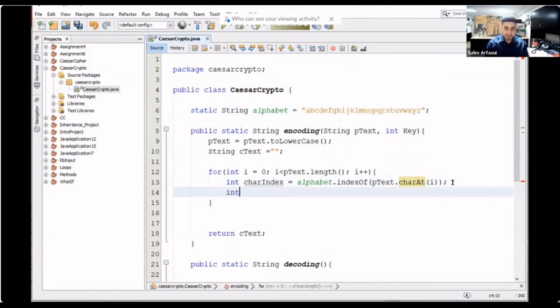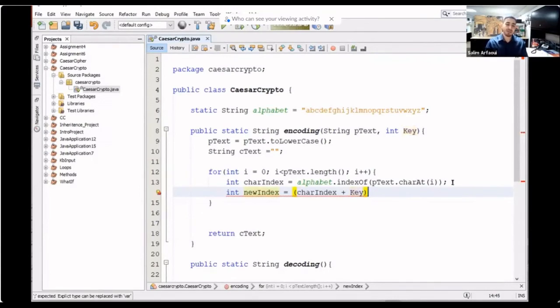And then we're going to do int new index. The new index is the index that I want my character to be at. I'm going to generate a new index because I'm shifting my characters. So it's the character index that I generated from the previous line, plus the key value. If the index is 7, and I want to shift it by 3, the new index is going to be 7 plus 3, which is 10.